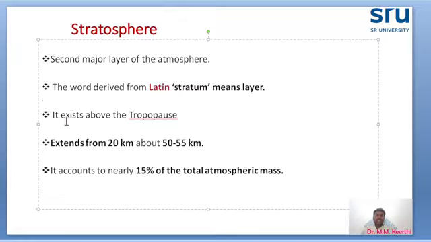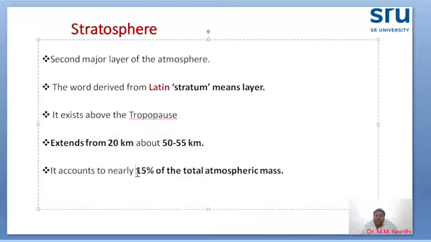Stratum means layer. It exists above the troposphere. After the troposphere, the stratosphere is there. I already told you that between the troposphere and the stratosphere, one buffer, dividing layer is there, which is called the tropopause. So above the tropopause, the stratosphere layer will start. What is the range? Its thickness extends from 20 kilometers up to 50 to 55 kilometers.